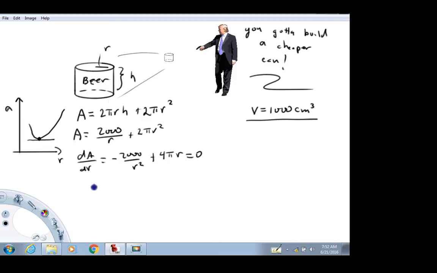So to solve this, the first step I would do is multiply it by r squared. So the next line is going to be minus 2,000 plus 4 pi r cubed equals 0. So r cubed is going to equal 2,000 over 4 pi. So the radius that is going to optimize us, give us a minimum area here, I'm going to wait for one of my assistants to calculate this. Would somebody please take 2,000 over 4 pi, make sure you put this in parentheses, hit equals, and then raise it to the 1/3 power to give me a value for r.